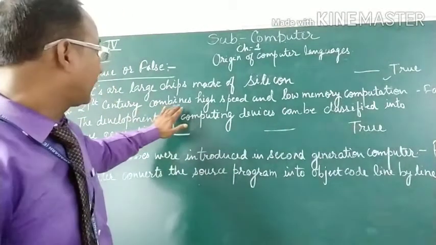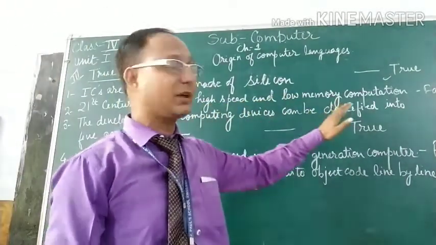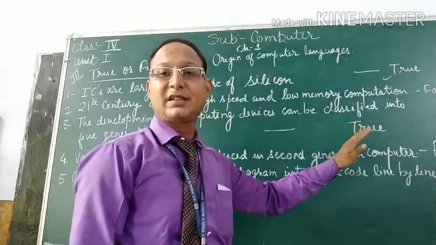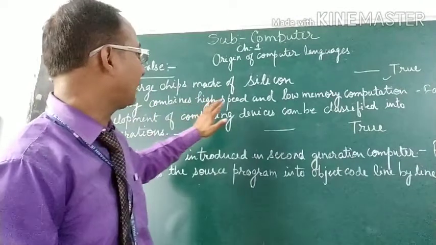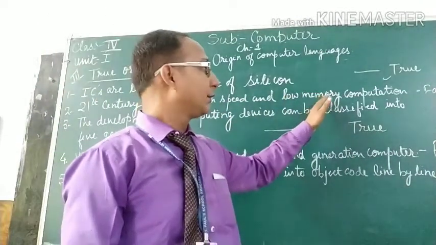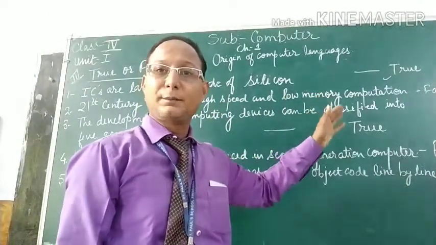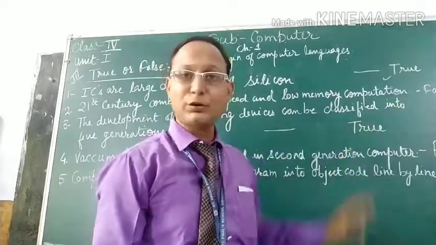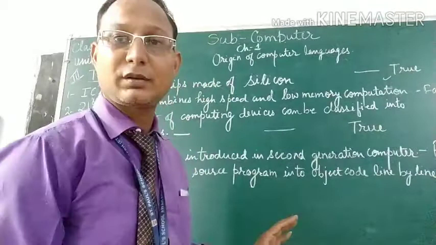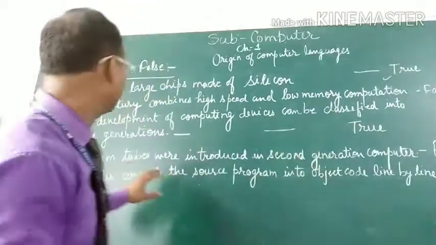After this sentence, next, 21st century combines high speed and low memory computation. This statement is wrong because the 21st century combines high speed and not low. It's big memory, high memory computation. Okay, so this statement is false. Right? False.